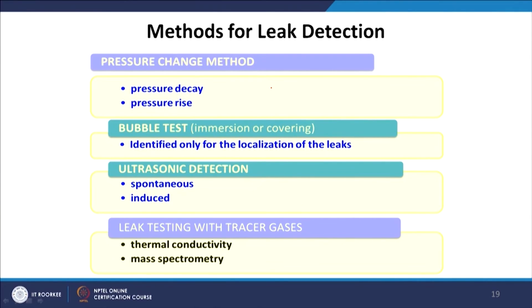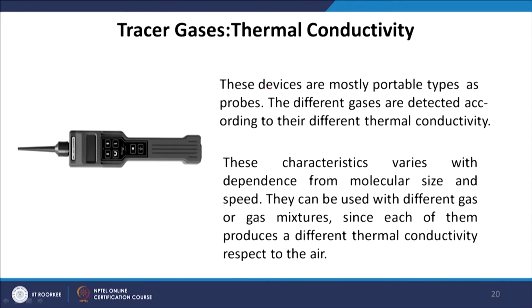Then there are ultrasonic sound based detection systems, like spontaneous or induced, and then leak detection testing systems with tracer gases, thermal conductivity and mass spectrometry. Tracer gas devices based on thermal conductivity, as this instrument is showing here, are mostly portable types used as probes. The different gases are detected according to their different thermal conductivity.